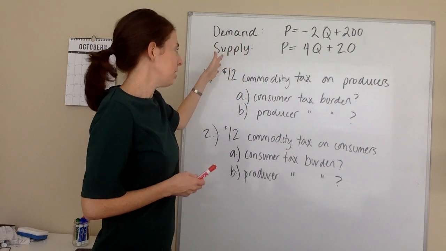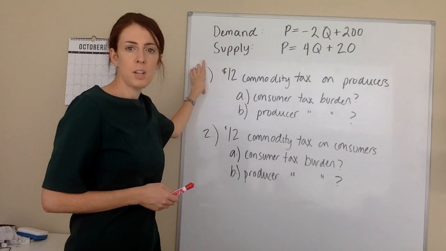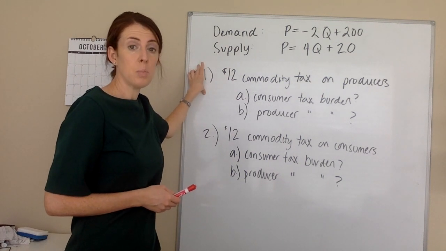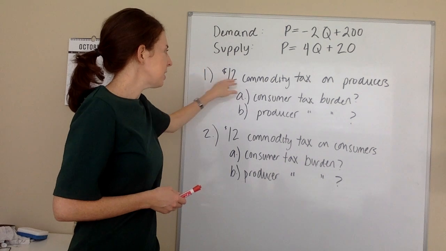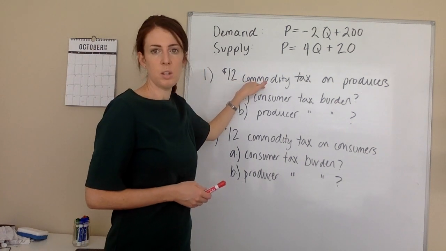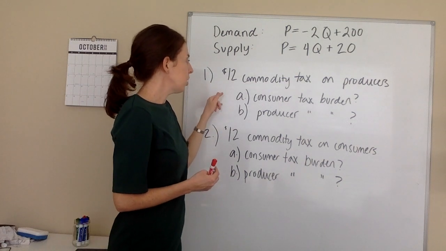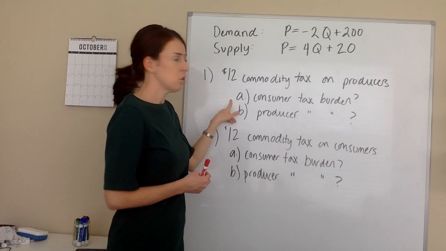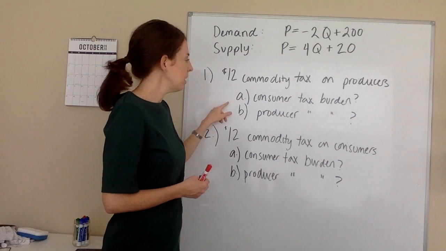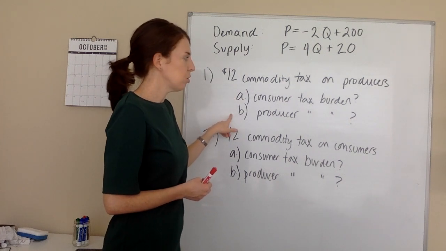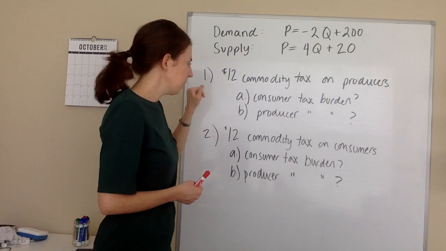And then the real questions are, first of all, suppose the government imposes a $12 commodity tax on producers. Commodity tax is just the same kind of tax that we've been looking at. It's just like a fixed amount per unit. The initial question you need to answer is, what is the consumer tax burden under this situation? And then second, what is the producer tax burden under this situation?